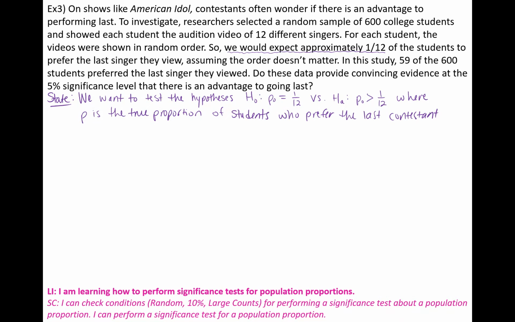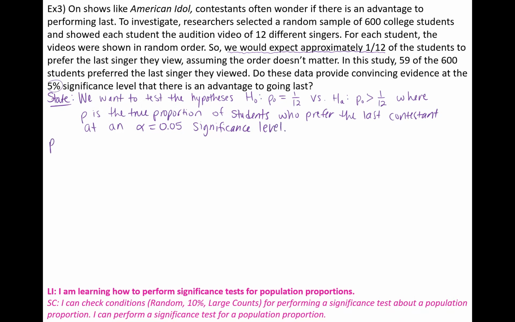And then the last thing, like when we did confidence intervals, we had to say the confidence level. We have to make sure we say the alpha, the significance level. So here I would say if we prefer the last contestant, at an alpha equal to 0.05. They gave us that 5% significance level up here in the problem. All right, so that is our state.